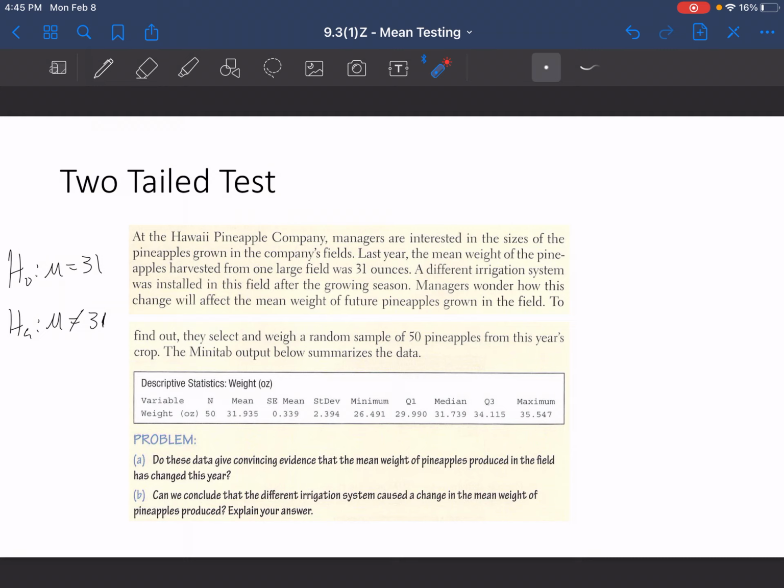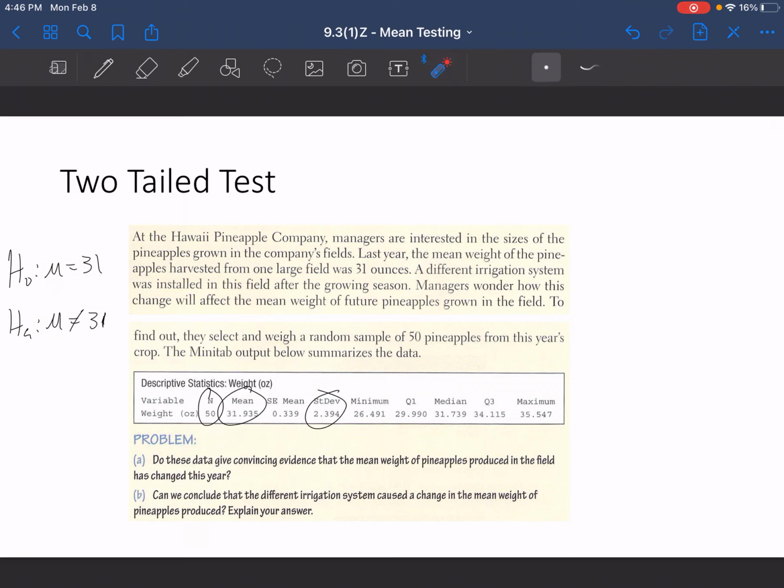So to find out, they select and weigh a random sample of 50 pineapples from this year's crop. The Minitab output below summarizes the data, and we're given all of that data right there. Really, the main data that we need to focus on is the number in our sample at 50, the mean value from that sample. So we know that from that sample we got a mean weight of about 31.935 ounces and a standard deviation of 2.394 ounces. Everything else we can just ignore for the sake of this problem. In other instances, you may want to hold on to some of that data if this were a different problem, but for this particular problem, that's really all we need to notice.